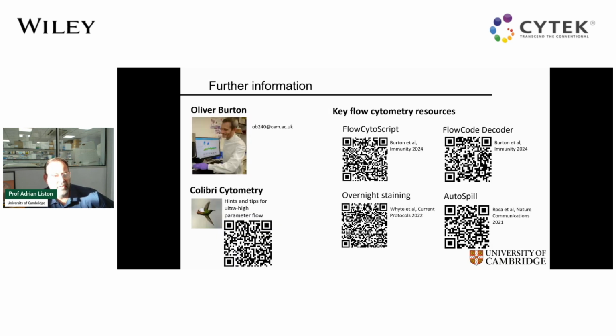Now, if you would like some further information on any of our flow cytometry techniques, our guru is Oliver Burton. You can contact him via his email. I'd really suggest, though, looking at his blog, Colibri Cytometry. There are hints and tips for ultra-high parameter flow cytometry, all the protocols he's developed, all the common problems in flow cytometry. He's tackled them and put them on that blog. There are also some key cytometry resources developed from the lab: FlowCytoScript, FlowCode Decoder, AutoSpill, and overnight staining protocols.